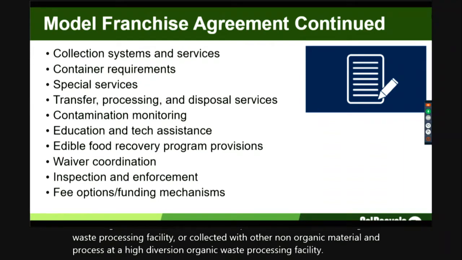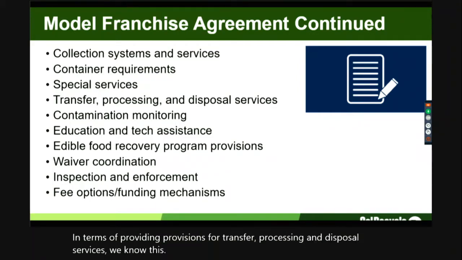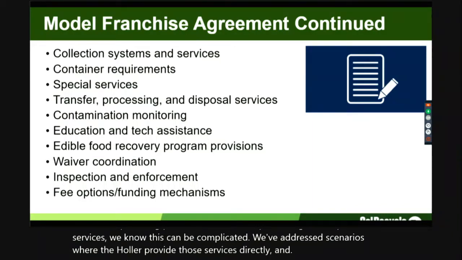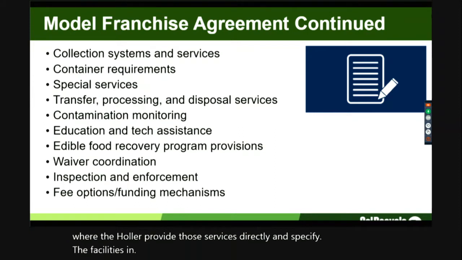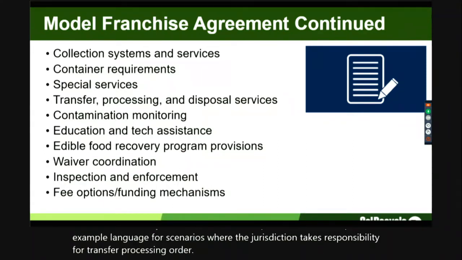In terms of providing provisions for transfer, processing, and disposal services, we know this can be complicated. We've addressed scenarios where the hauler provides those services directly and specify the facilities in a way that meets the 1383 requirements. We also provide example language for scenarios where the jurisdiction takes responsibility for transfer, processing, or disposal through their own facilities or perhaps through other contracts.